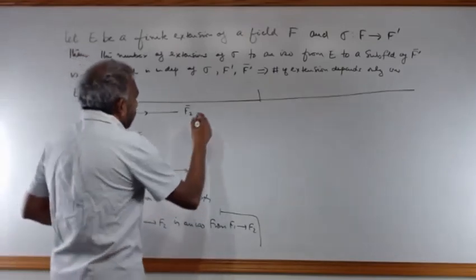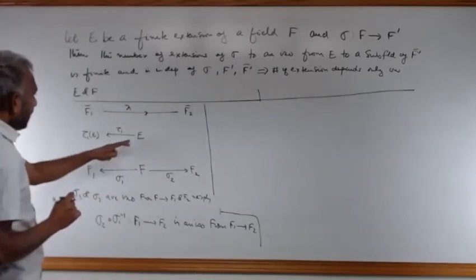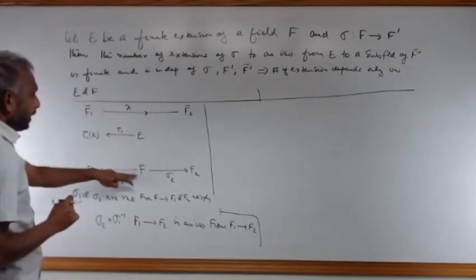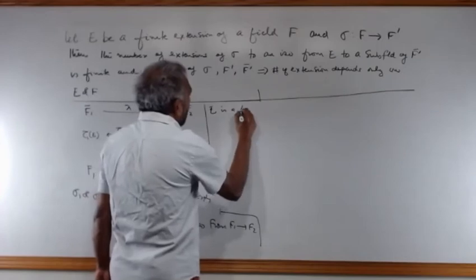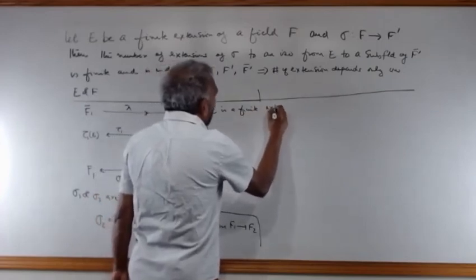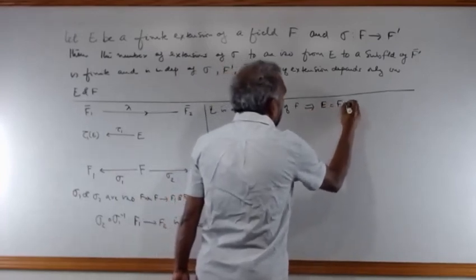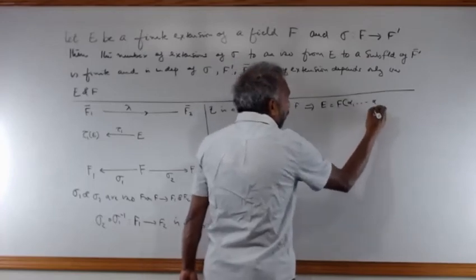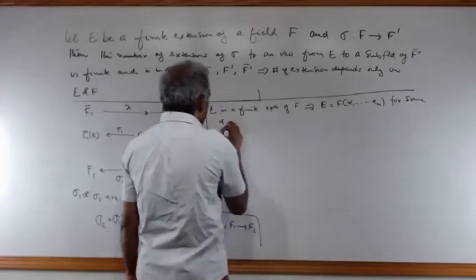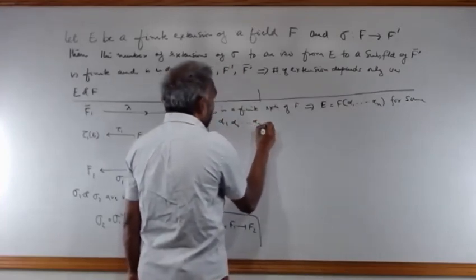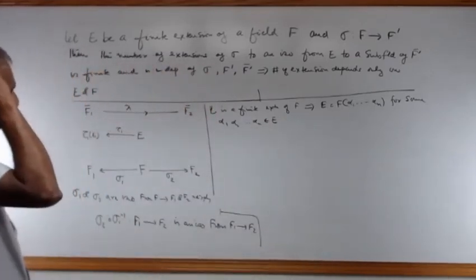Now we need to show that that number is finite. That actually comes directly from the fact that E is a finite extension of F. So E is a finite extension of F, which implies E is equal to F(alpha 1, alpha 2, ..., alpha n) for some alpha 1, alpha 2, ..., alpha n in E. That's the definition of finite extension.